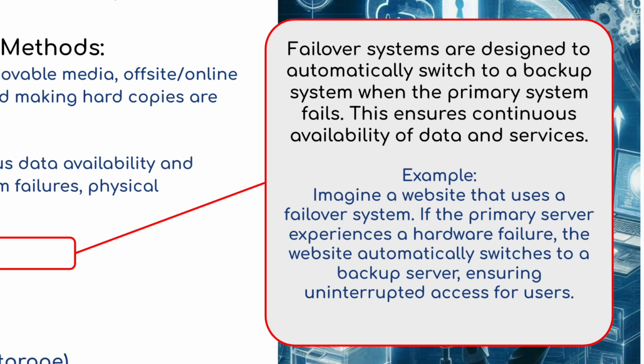So generally speaking, there's going to be a failover system, in terms of a duplicate running side by side, or some kind of failover system will be in place. So if the system goes down, it will be down for the shortest amount of time. Okay, so as I said, if the primary server experiences a hardware failure, the website automatically switches to a backup server, ensuring uninterrupted access for users.